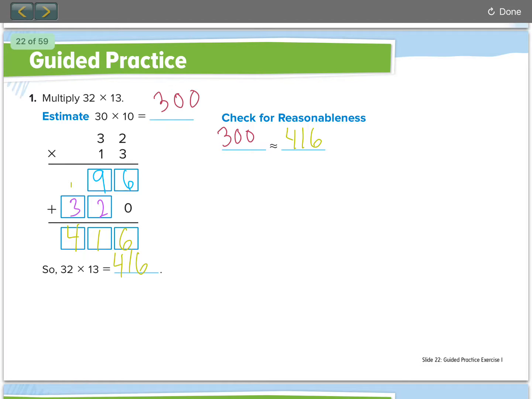I record the 3. Step 3, I find the sum of those two products. Starting in the ones column, 6 plus 0 is 6. In the tens column, 9 plus 2 is 11. I put down my 1 and I carry my 1. 1 plus 3 is 4. 416. So 32 times 13 is 416. My estimate of 300 is reasonable, so I know I'm correct.